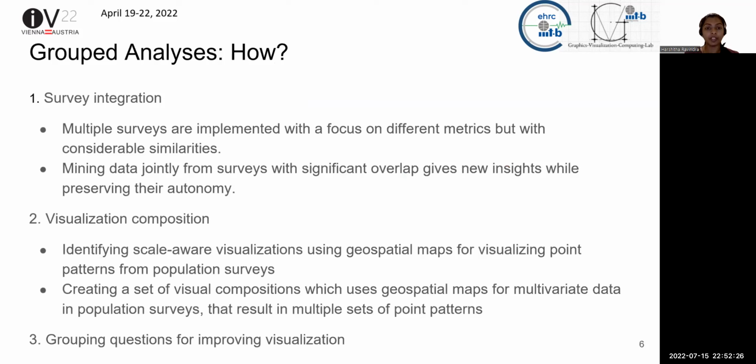In our work, we use group analysis to address multiple ways of integrating questionnaire. Here we use 3 ways to perform group analysis: survey integration, visual composition, and grouping questionnaire for improving visualizations.